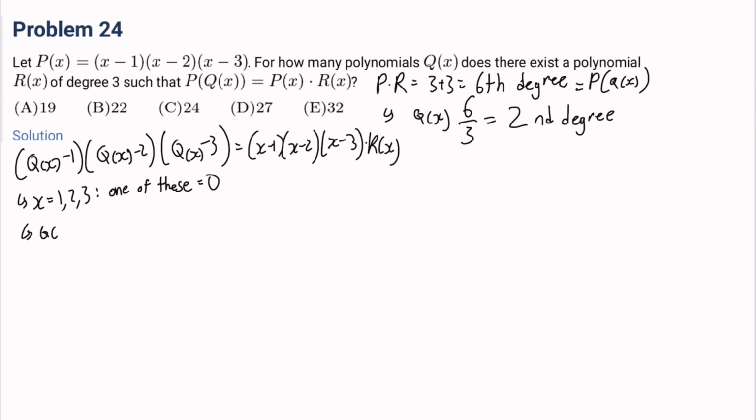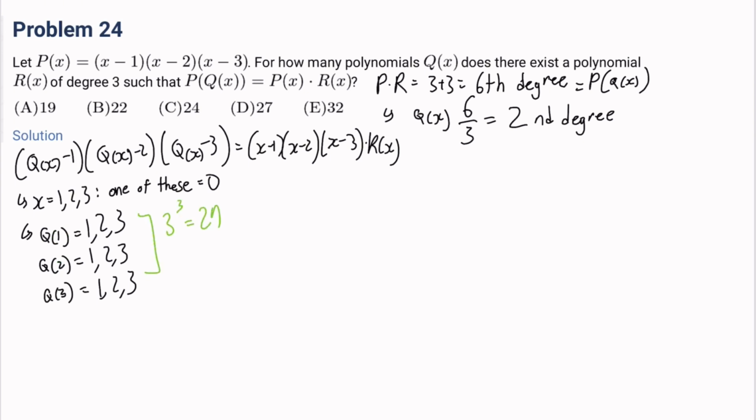One is when Q(1) equals 1, so that's when x is 1 and this is 0. So Q(1) equals 1, or Q(1) can equal 2 when x is 1 but this is 0, and Q(1) can equal 3 if this is 0. So 1 or 2 or 3. Same thing for Q(2) and Q(3). Q(2) can be 1, 2, or 3, and Q(3) can be 1, 2, or 3. And so we have 3 possibilities for each x value of Q. So in total, we are going to have 3 cubed, which is 27 possibilities.